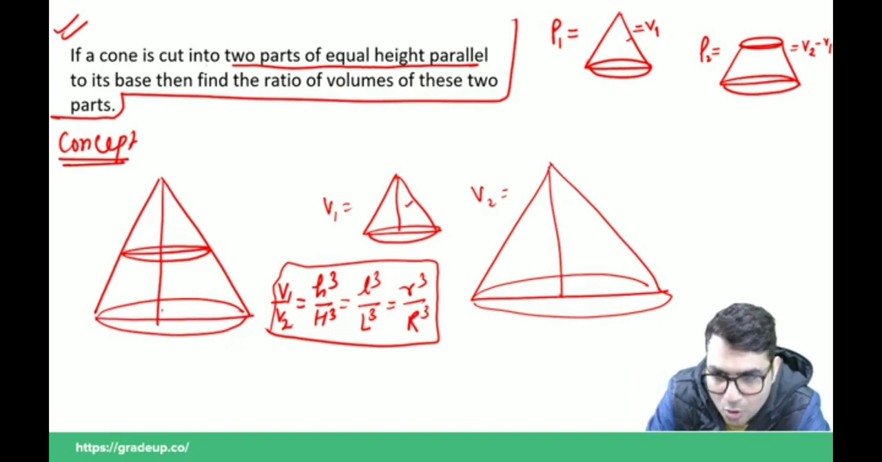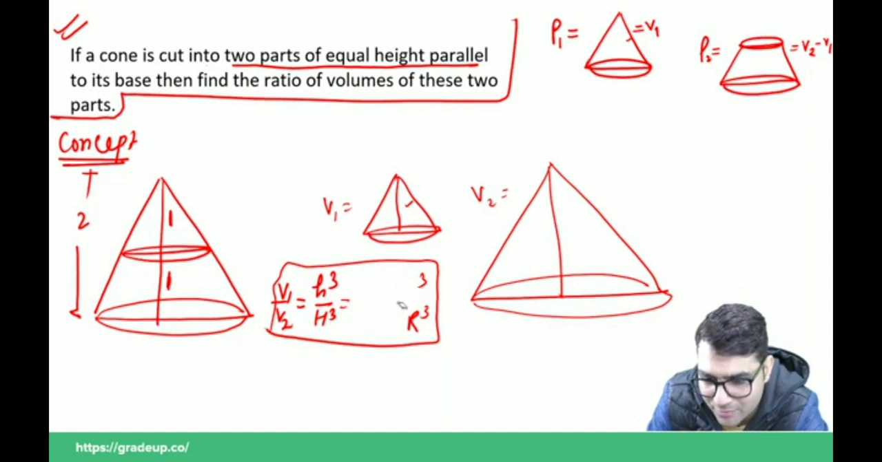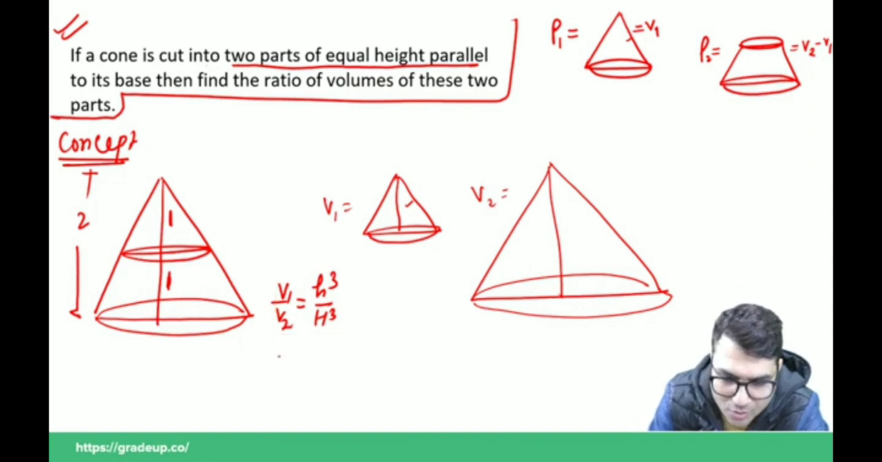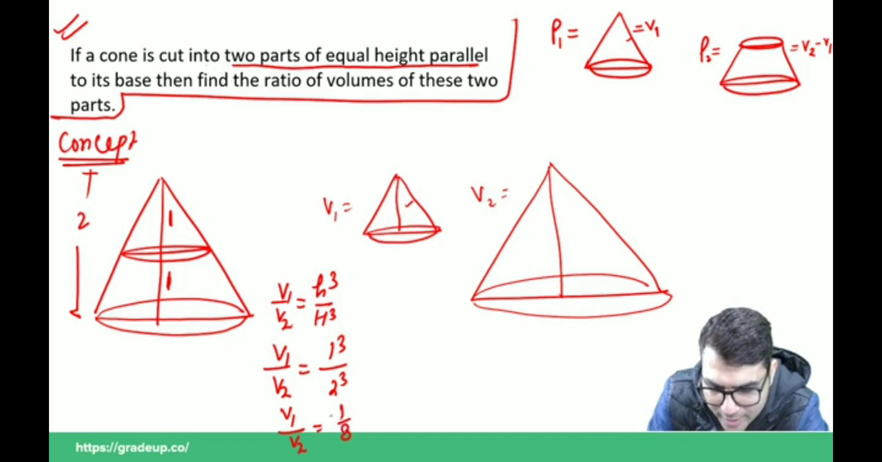If a cone is cut into two parts of equal height, let's say this height is 1, this height is also 1, then this total height must be 1, 2. And we have this relation. So V1 upon V2 is equal to h cube upon H cube. So V1 upon V2 is equal to 1 upon 8. That means volume V1 is 1 and volume V2 is 8.